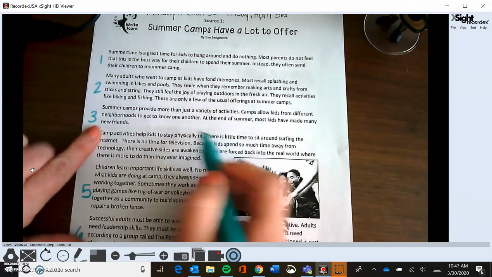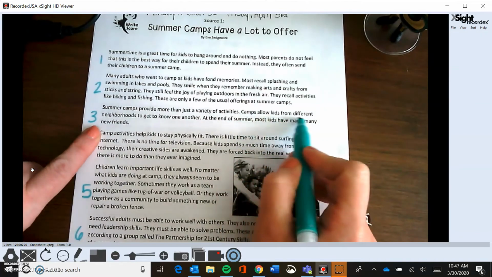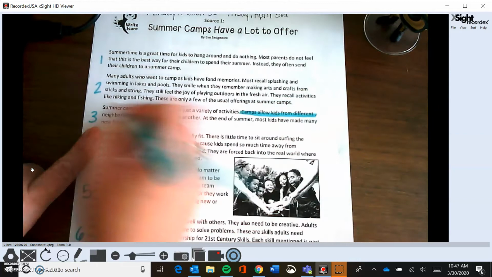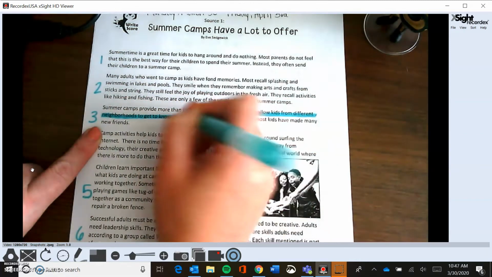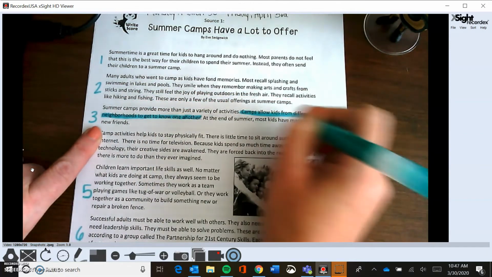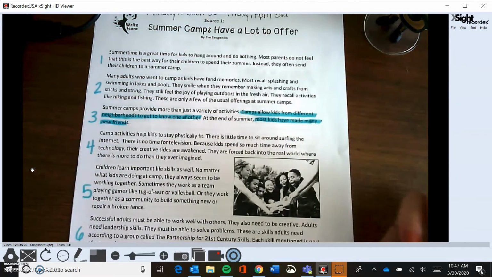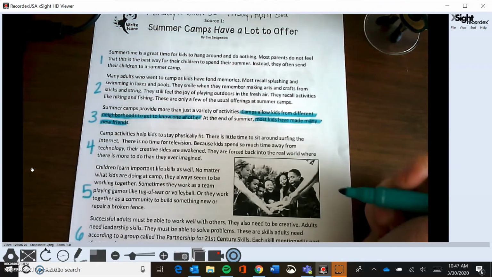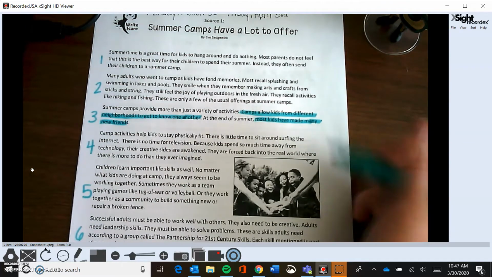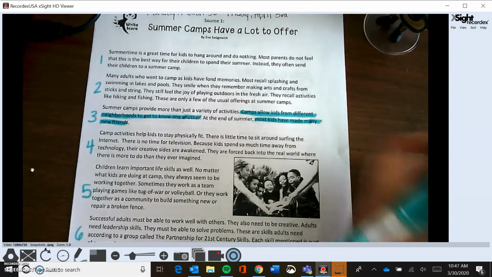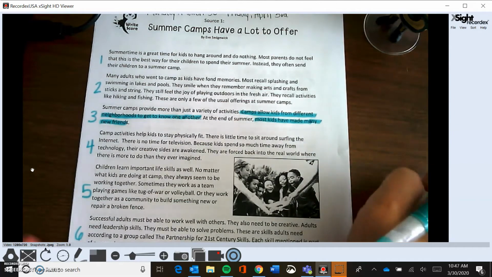In paragraph 3 right here, it mentioned that camps allow kids from different neighborhoods to get to know one another. That's a benefit. It allows you to get to know other people, and at the end of the summer, most kids have made many new friends. So one benefit would be you get to meet new people and make new friends. That's something it actually tells us in the article. That's a piece of information we can use when writing our essay.